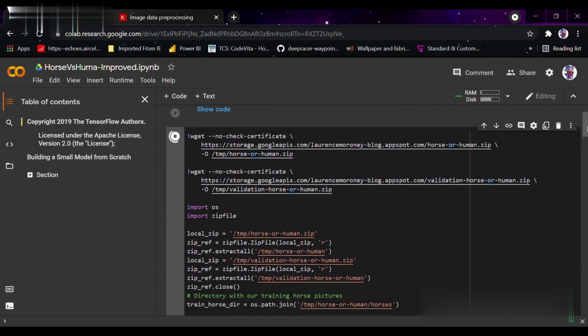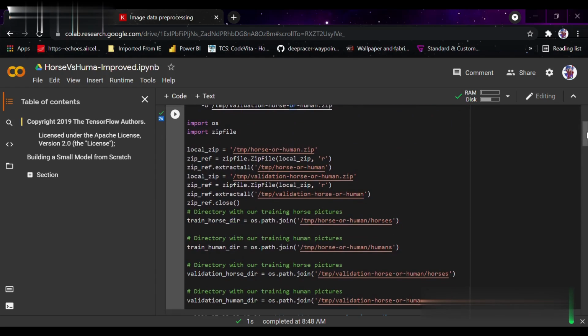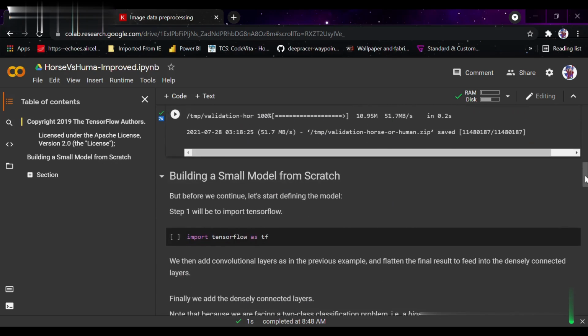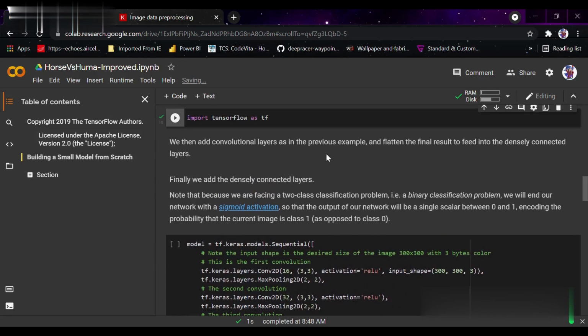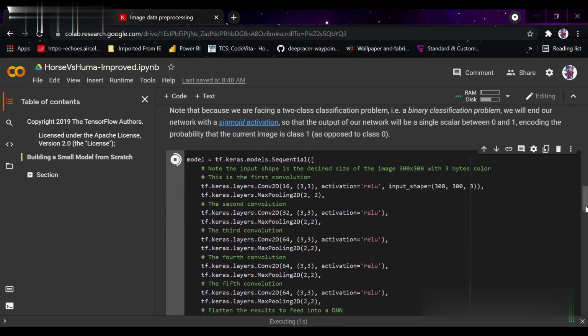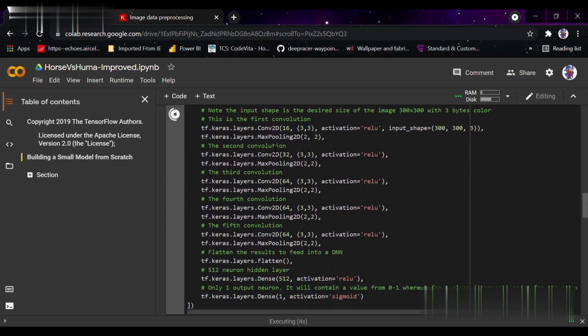We are importing the data, and then we are using the zipfile and OS to mark the local zip and local extraction place, and then we would be defining the directories. And then after that we are building a small model from scratch, so we would be importing TensorFlow, and then adding some convolutional layers as we did in the previous example. We would be doing that with sigmoid function, and I have defined my model here. You can see I have added around 5 neural network layers here, and then flatten and then dense.